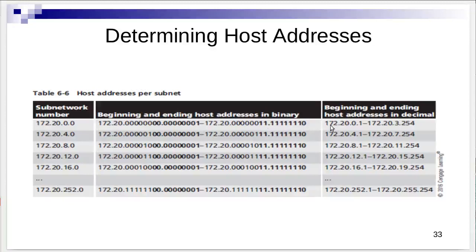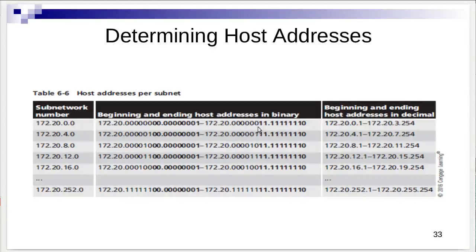Here are the beginning and ending host addresses: 172.20.0.1 to 172.23.254. So these numbers are important, and here's why we're not using 172.20.0.0. That is actually our network ID, so we cannot use that as a host ID. That's why the beginning host address is 172.20.0.1. We cannot use the 0 there, and that's why in the binary representation, there's 10 zeros, except the very last bit is not a 0, it's a 1.